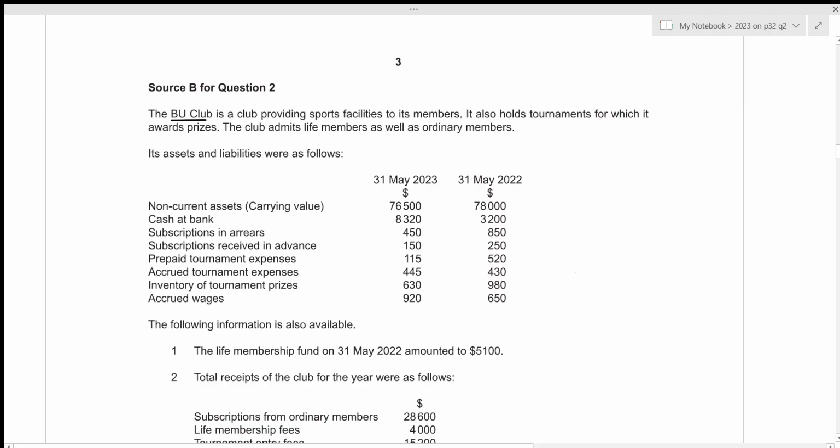The BU Club is a club providing sports facilities to its members. It also holds tournaments for which it awards prizes, and the club admits life members as well as ordinary members. Its assets and liabilities were as follows. So we're given the assets and liabilities at 31st May 2023 as well as 31st May 2022. So these are our opening balances and these are our closing balances.